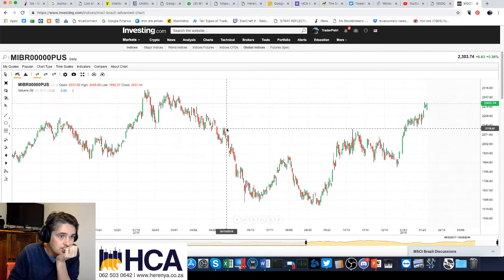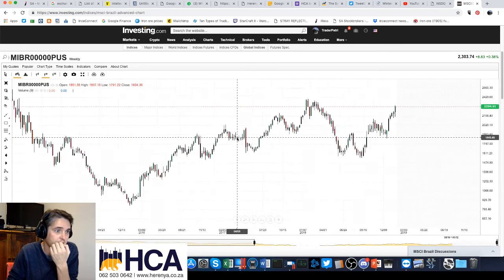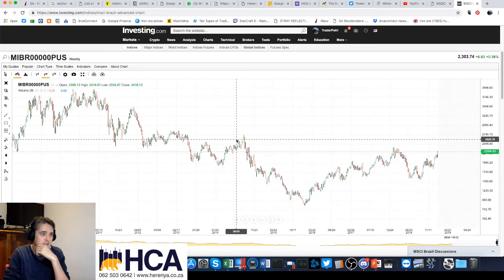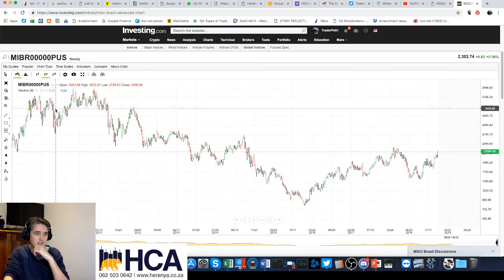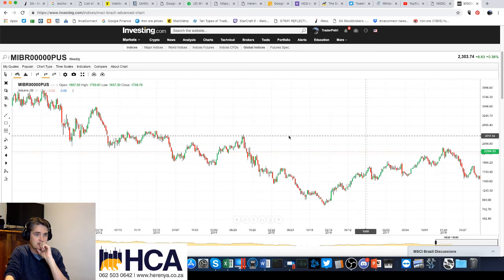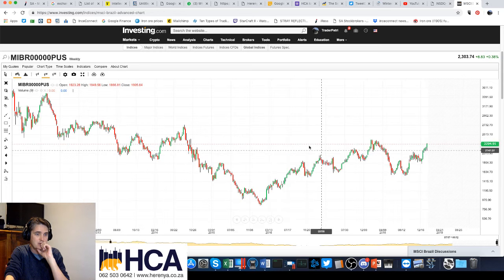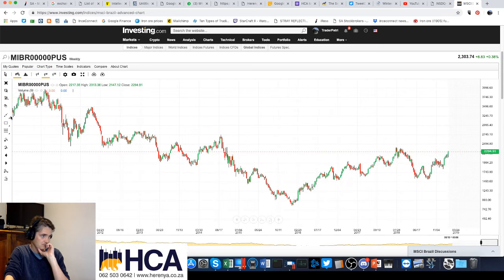Let us look. First, familiarize yourself with the territory, I suppose. So this is the Brazil index from 2010. And it seems as though the trend is down. So maybe this may be a trend changing scenario, right?